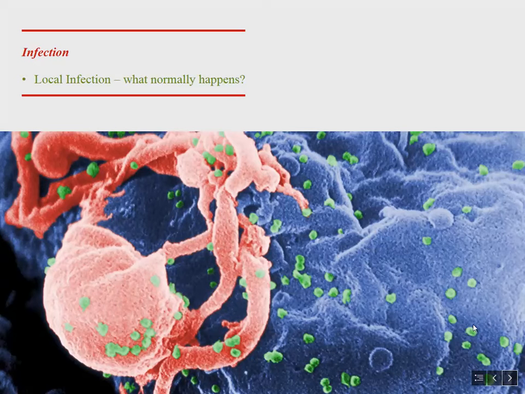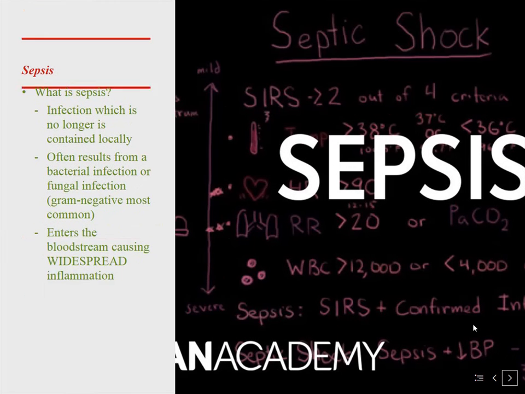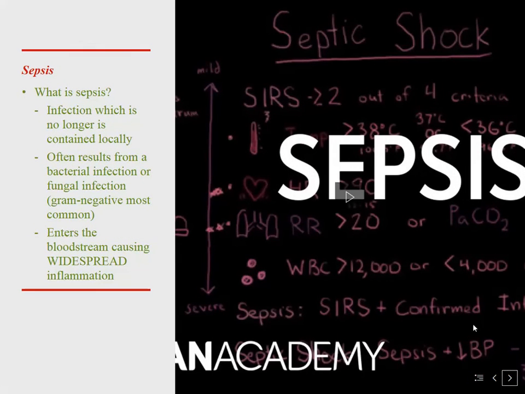So now we have, when we go to sepsis, so we talked about local infection, and let's talk about sepsis. Sepsis is an infection that's no longer contained locally. So for whatever reason, the body couldn't handle it on its own. And so the infection gets into the bloodstream and goes everywhere, okay? Now, it can be caused by bacteria, it can be caused by fungal infections. Gram-negative bacteria is the most common type, okay? That's the most common type of bacteria that leads to sepsis.